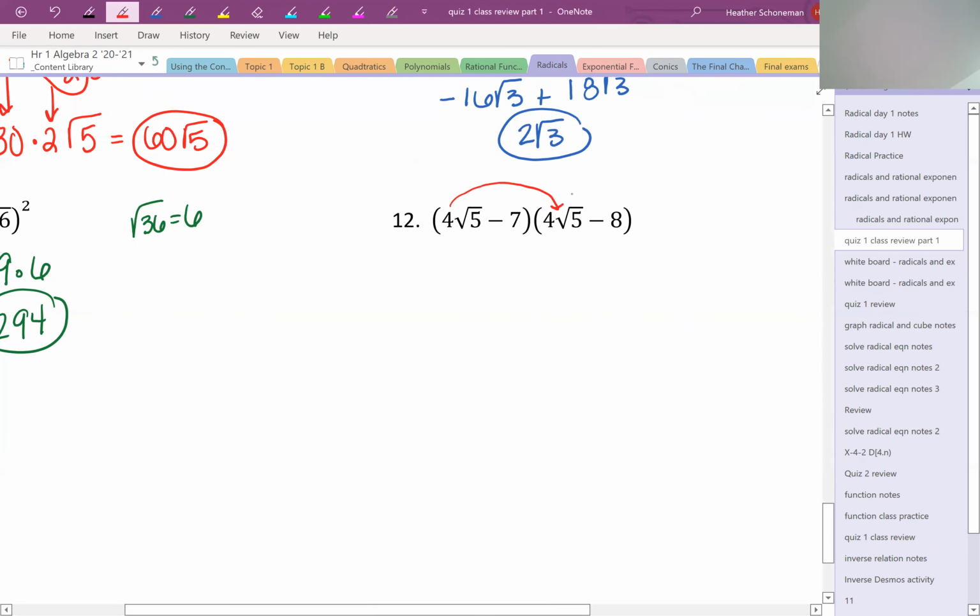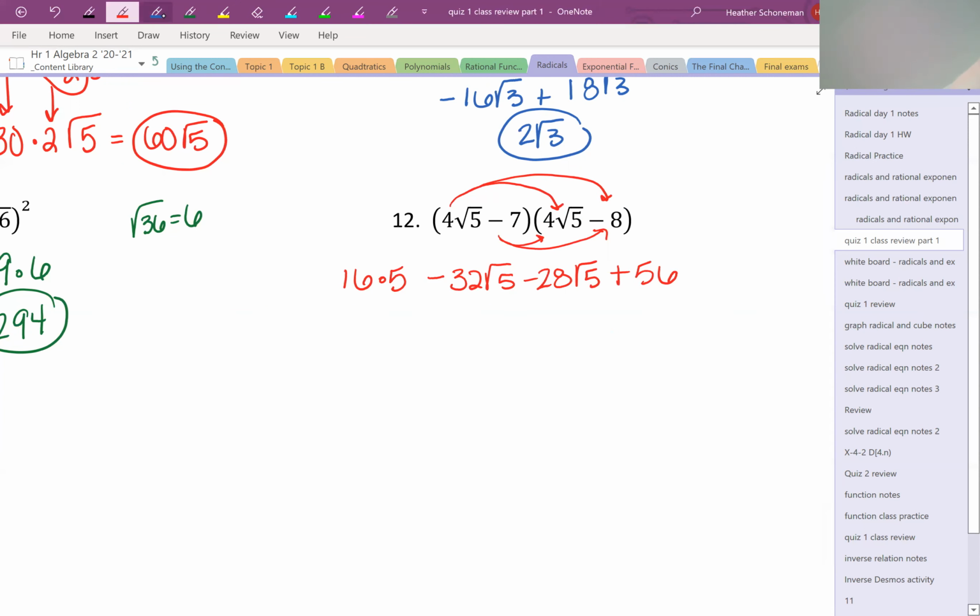So 4 square root 5 times 4 square root 5 would be 16, because 4 times 4 is 16. Radical 5 times radical 5 is 5. Over here, 4 square root 5 times negative 8 would be negative 32 square root 5. Over here, negative 7 times 4 is negative 28 square root 5. And then over here, negative 7 times negative 8 is positive 56.